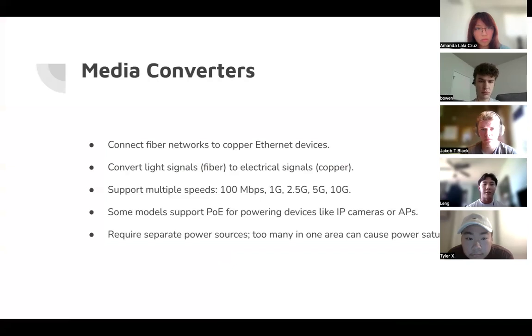So media converters are small devices that let fiber networks connect to standard copper Ethernet equipment. They work by converting light signals from fibers to electrical signals for copper. Could also go either way as well. They come in many different speeds, and some models even support power over Ethernet for devices like IP cameras or APs. Since media converters need their own power source, having too many in one area can cause power saturation, and so planning is pretty important.